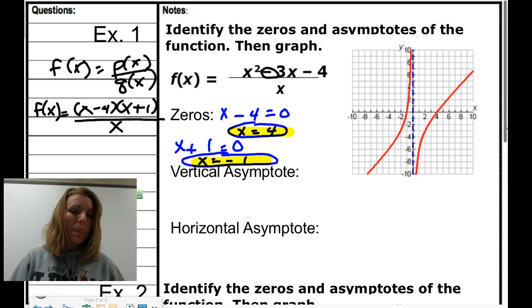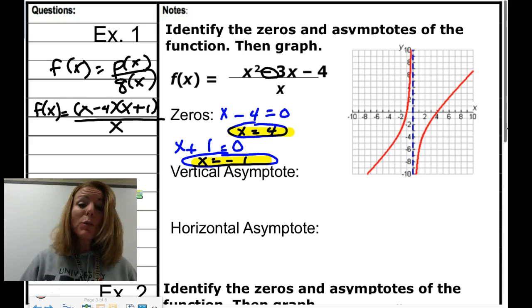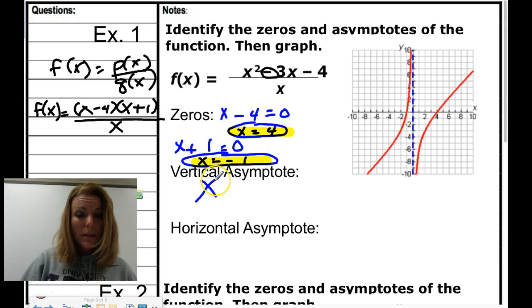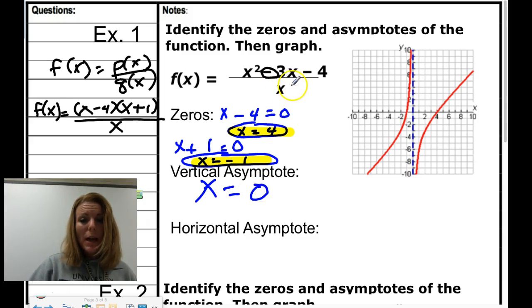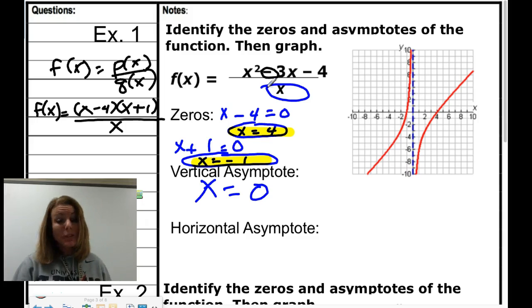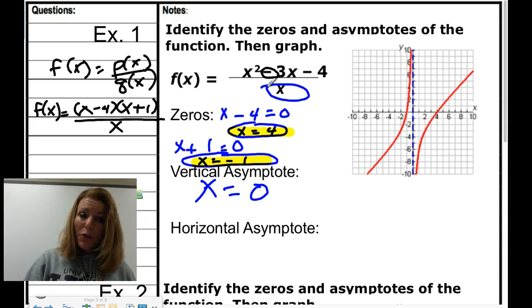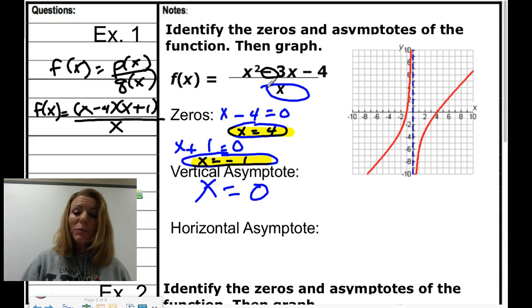Just kidding, Miss Boyd. Anyway, the zeros are x equals 4 and x equals -1. You look at the numerator. The vertical asymptote is, remember, we look at the denominator. Well, guess what? x is equal to 0, because if you look at the denominator, the only time that could ever be 0 is when x is 0. So we don't write x cannot equal 0 like we did in the other lessons. It's asking for the vertical asymptote. So we're telling it it's at x equals 0. And you look at the graph, there it is right there at x equals 0.